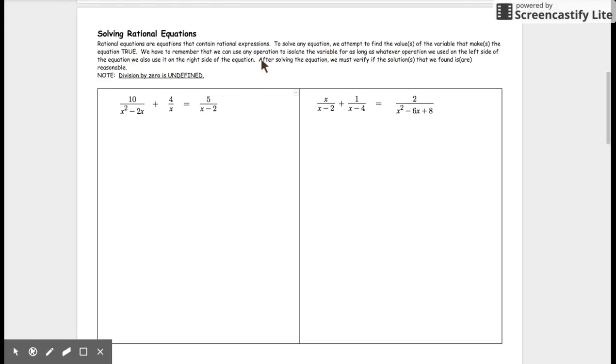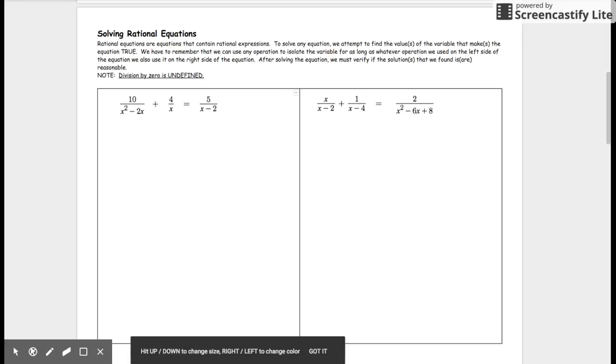And we have to remember that we can use any operation to isolate the variable, for as long as whatever operation we use on the left side of the equation, we also use on the right side. After solving the equation, we must verify if the solutions we found are reasonable. And also remember that division by zero is undefined. And this idea will help us determine whether the solution we found makes sense or not. All right, so let's start solving the equations.